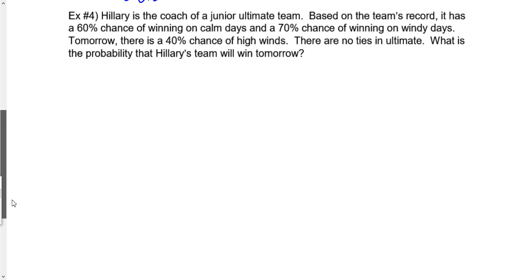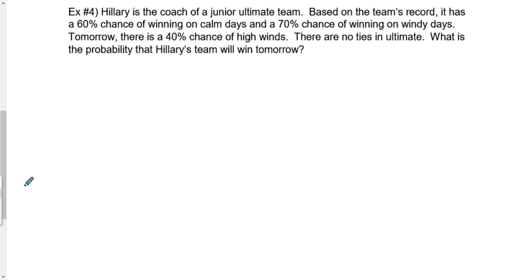Okay. Last question. For example, Hillary is a coach of a junior ultimate team. When we talk about ultimate, we talk about ultimate frisbee. Very fun game, very fast paced, but you have to make sure that you have a very good environment to do that. So based on the team's record, it has a 60% chance of winning on calm days and a 70% chance of winning on windy days. Tomorrow, there's a 40% chance of high winds. There are no ties in ultimate. What is the probability that Hillary's team will win tomorrow?